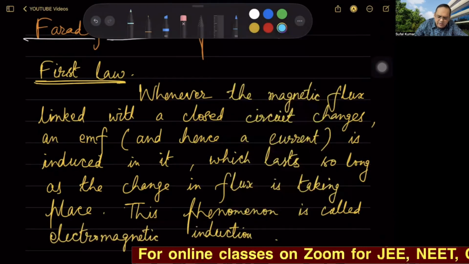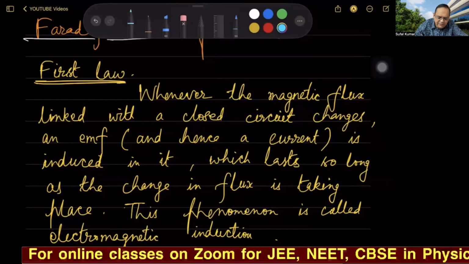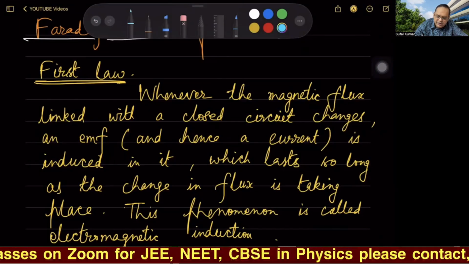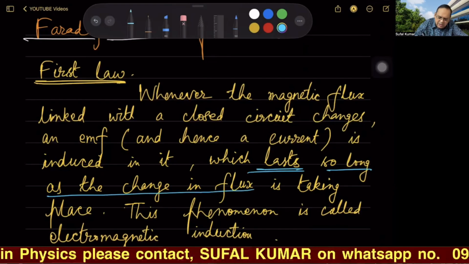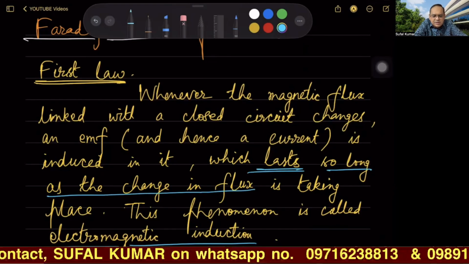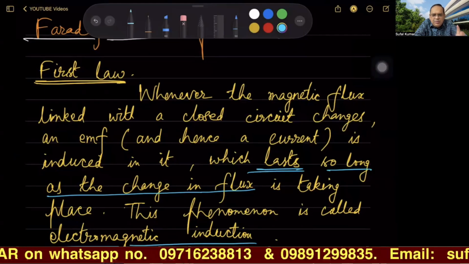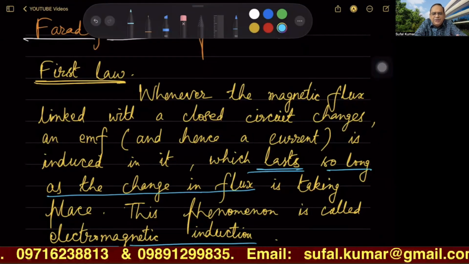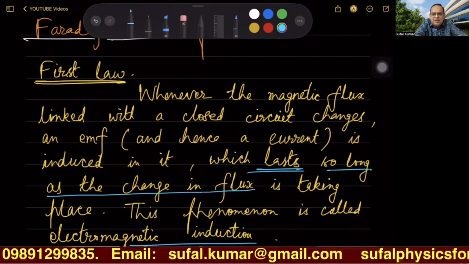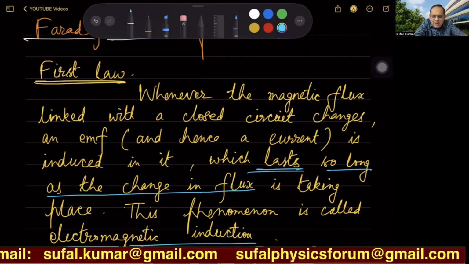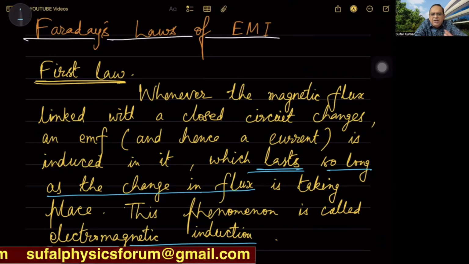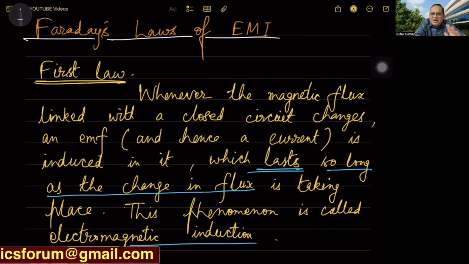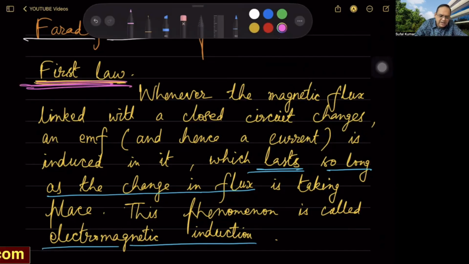Now I am going to underline a few key words and phrases: which lasts so long as the change in flux. That means induced current will appear until the change in flux keeps taking place. At the instant when the flux change stops, then and there the induced current will disappear. Okay, here comes the second law.